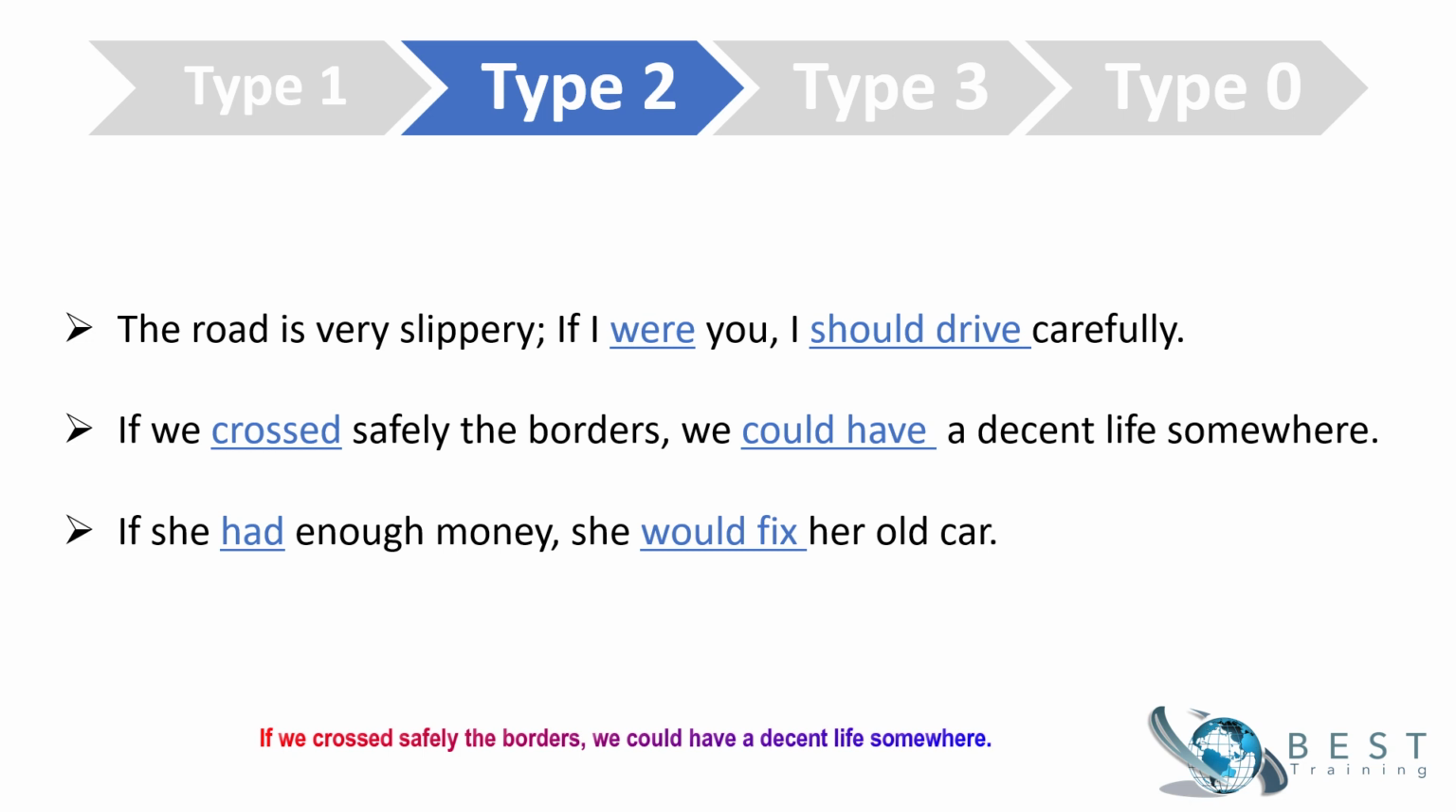If we crossed safely the borders, we could have a decent life somewhere. It's a nice wish to cross safely, but it's still in my mind, in my dream. If she had enough money, she would fix her old car. The person we are talking about hasn't enough money. So the intention to fix her car is related to an unreal wish.